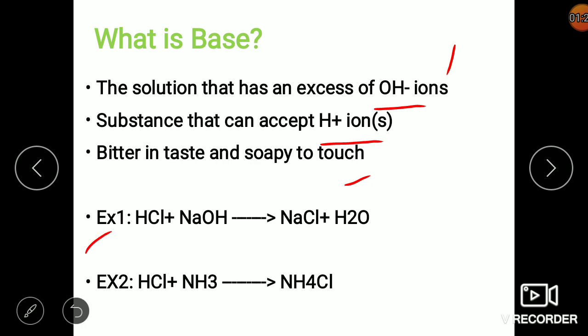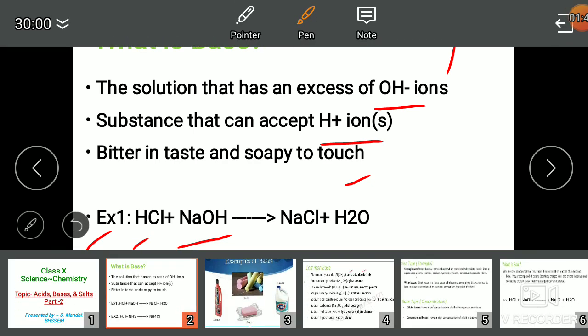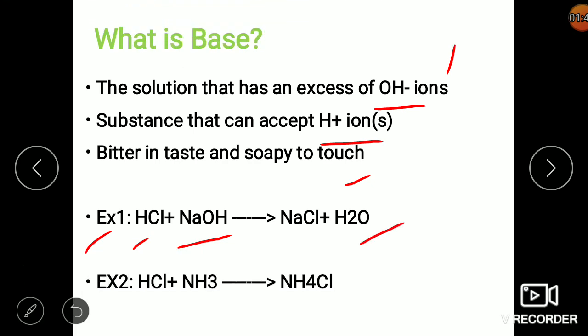In the first one you see sodium hydroxide is the base. So sodium hydroxide will provide OH minus ion, and you know that acid is what? Acid is a substance that furnishes H plus ion. So sodium hydroxide will provide OH minus ion. Acid will provide H plus ion. So H plus and OH minus ion will combine to produce the water, and the remaining part will combine together to form the salt NaCl. This is an acid-base reaction. It is called neutralization reaction. We'll learn it later in detail.